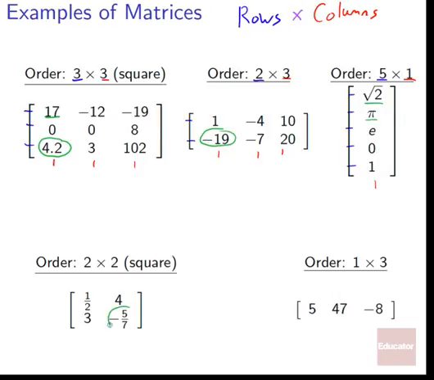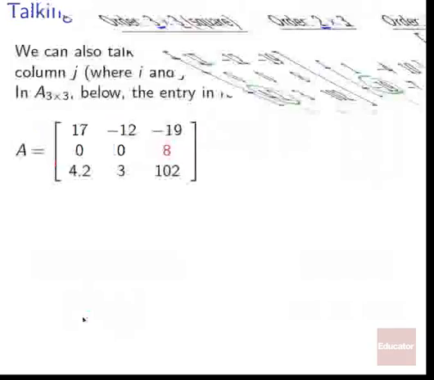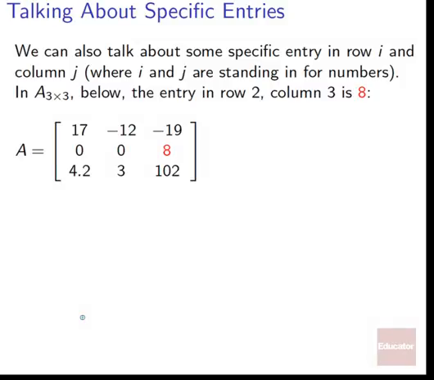We can have fractions, negative 5/7, 1/2. Anything that's a real number at all can be one of the entries in a matrix. So any number at all can be something inside of a matrix. Talking about specific entries, we can also talk about some specific entry that is in row i and column j in our matrix. And so i and j are just standing in for numbers. We'll swap them out for numbers later when we need to.